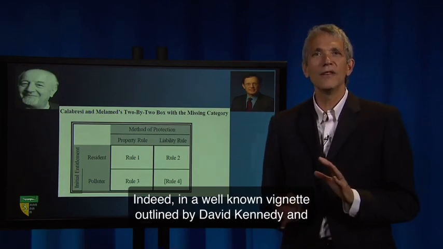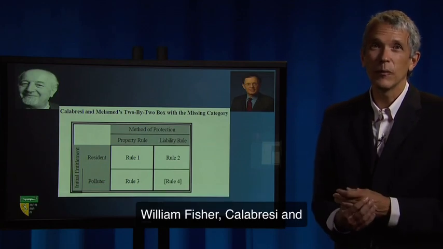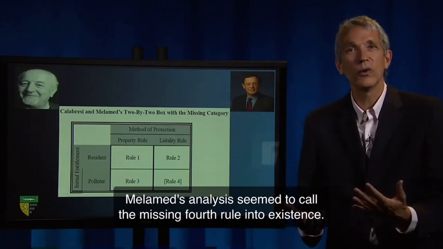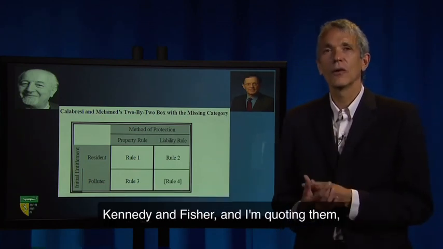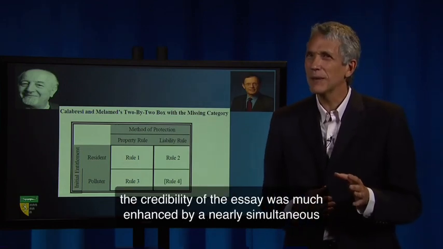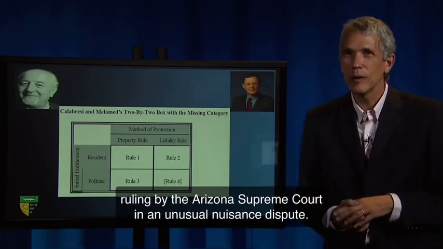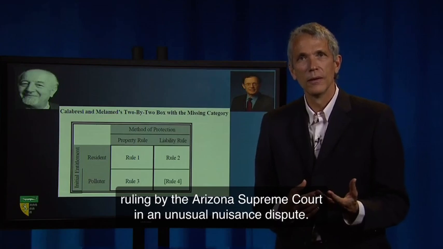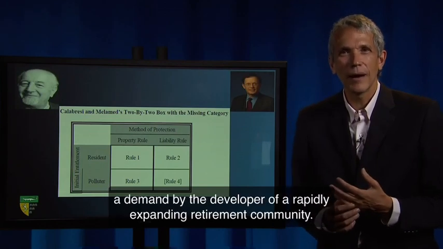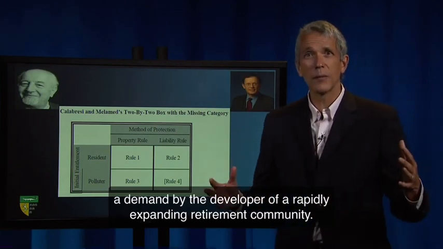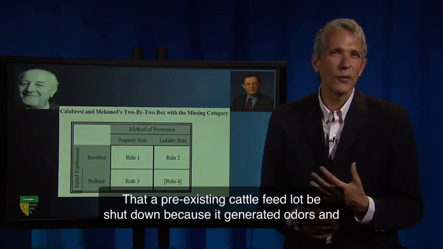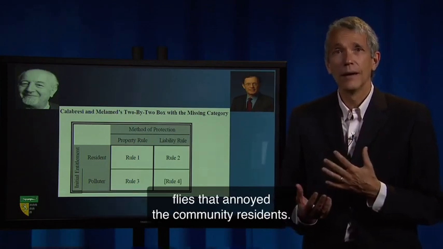Indeed, in a well-known vignette outlined by David Kennedy and William Fisher, Calabresi and Melamed's analysis seemed to call the missing fourth rule into existence. Kennedy and Fisher, and now I'm quoting them: the credibility of the essay was much enhanced by a nearly simultaneous ruling by the Arizona Supreme Court in an unusual nuisance dispute. At issue in Spur Industries versus Del Webb Development Corporation was a demand by the developer of a rapidly expanding retirement community that a pre-existing cattle feedlot be shut down because it generated odors and flies that annoyed the community residents.